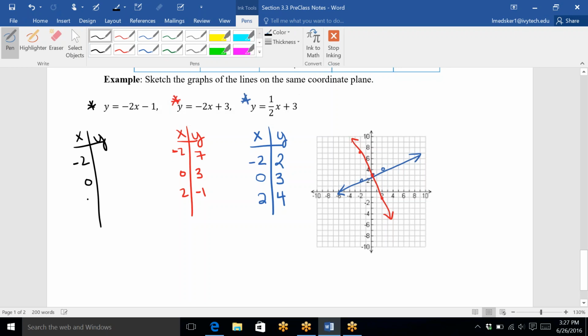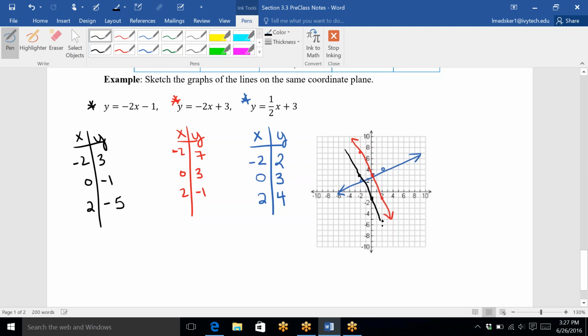So let's again do -2, 0, and 2. -2 times -2 is +4. -1 would be 3. Anything times 0 is 0. -1 would just be -1. 2 times -2 would be -4. -1 would be -5. So -2, 3, 0, -1, and 2, -5.